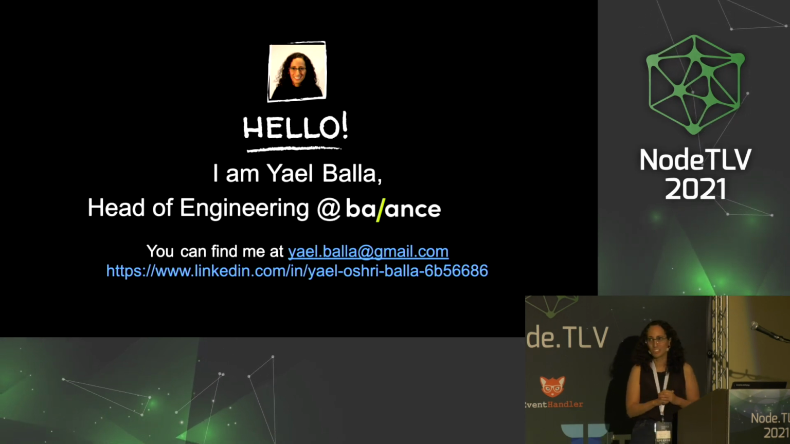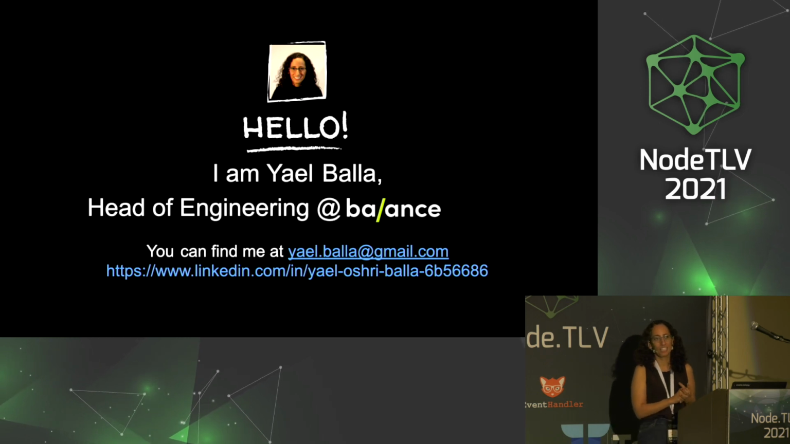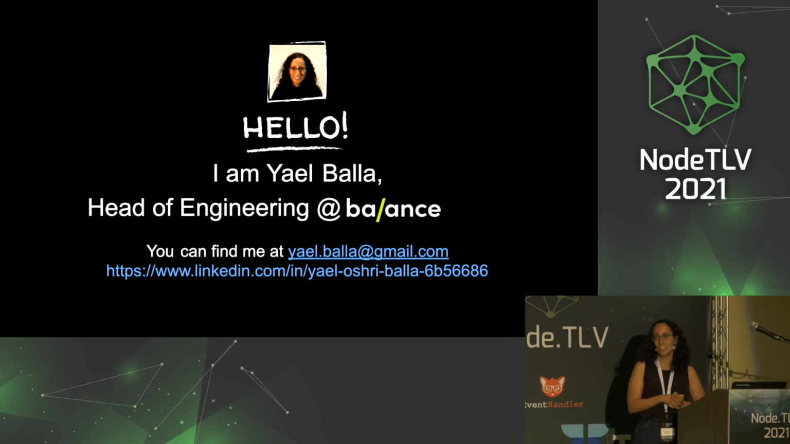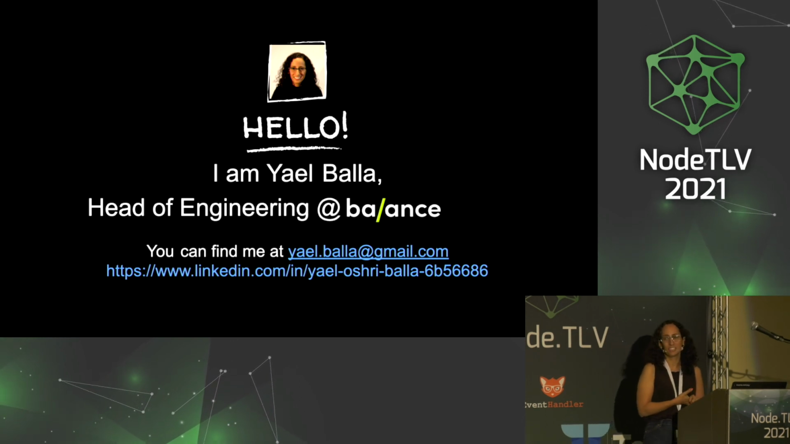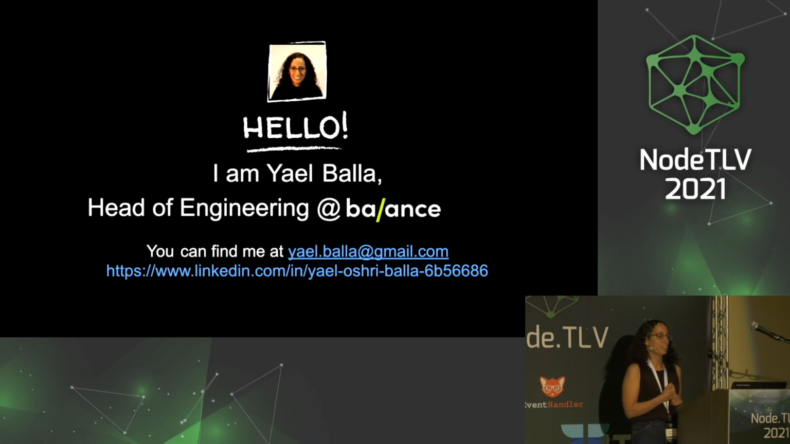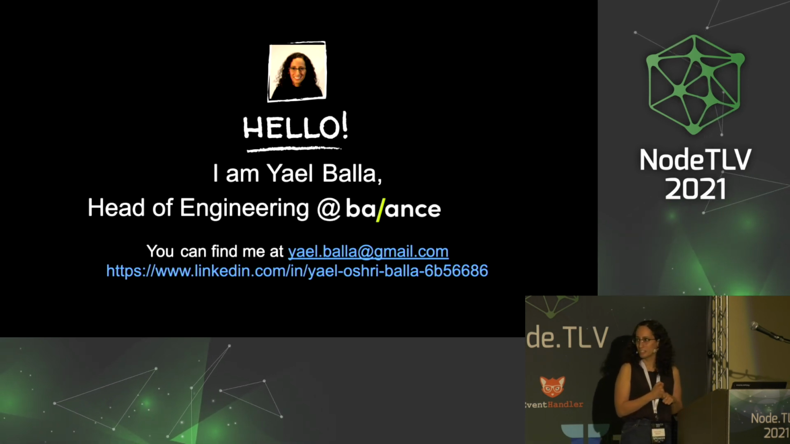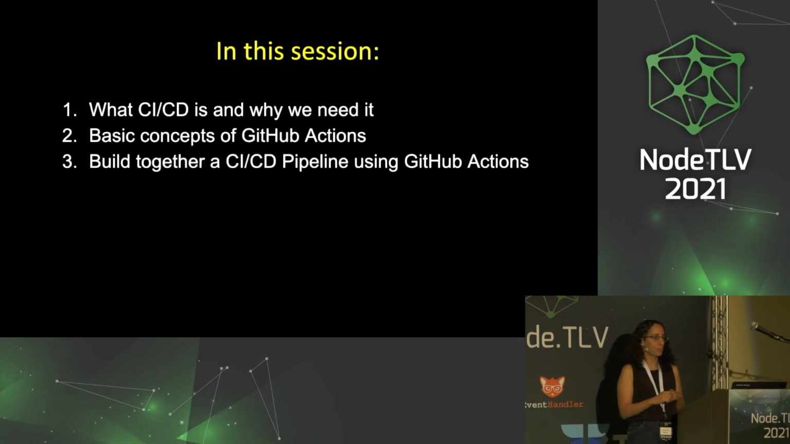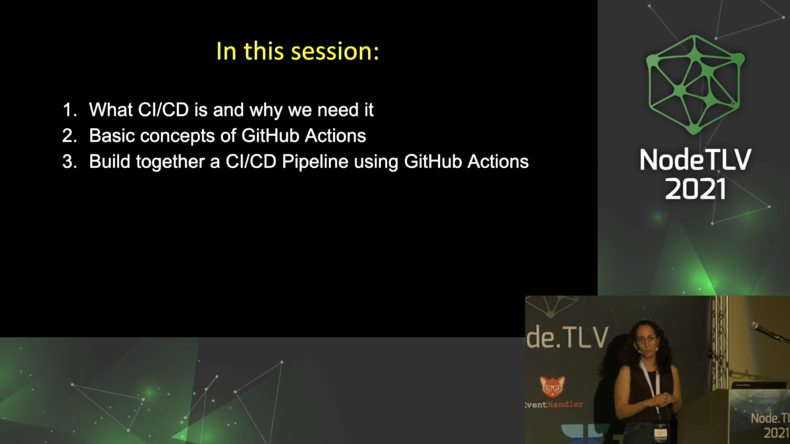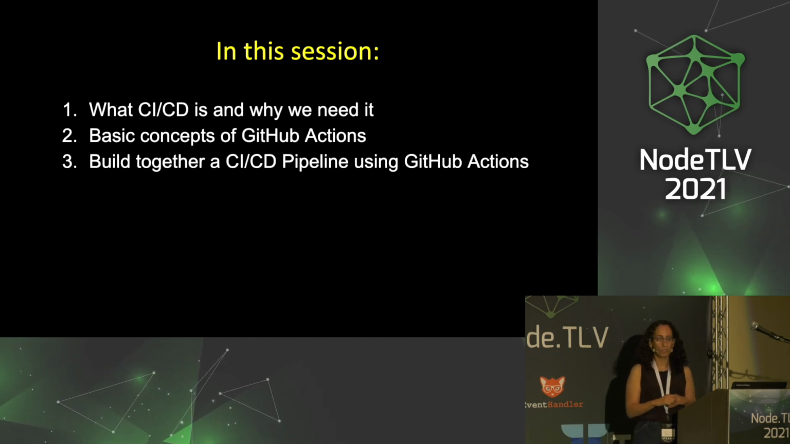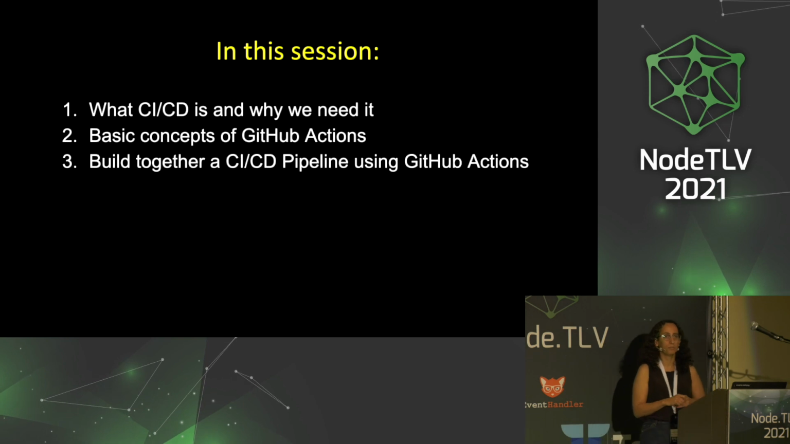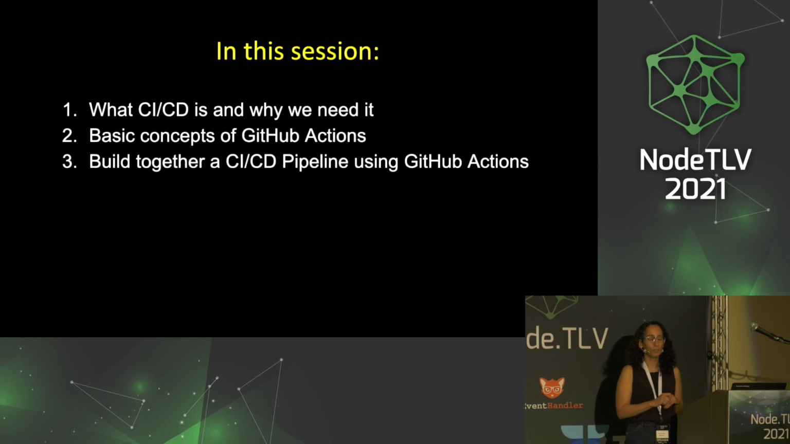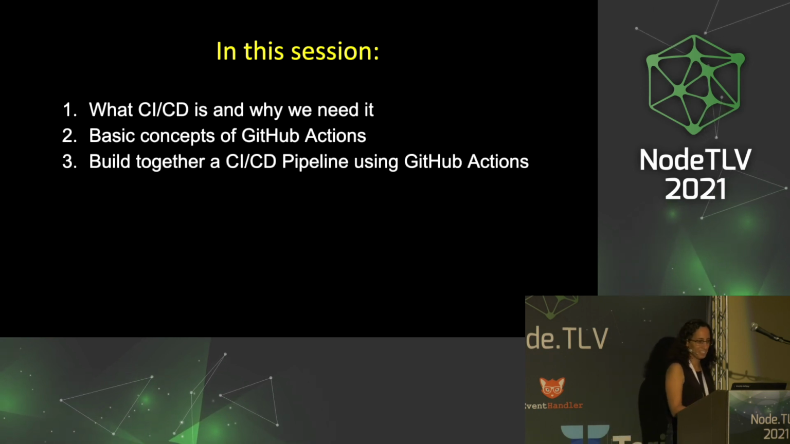I chose this topic because actually the first thing I did when I arrived at Balance was to create a CI/CD pipeline and transfer us to a CI/CD workflow. And so I can tell you it really made a difference. So in this session, I'm going to talk about what CI/CD is and why we need it, some basic concepts of GitHub Actions, and also we'll even build together a pipeline using GitHub Actions. And we only have 15 minutes, so let's start.